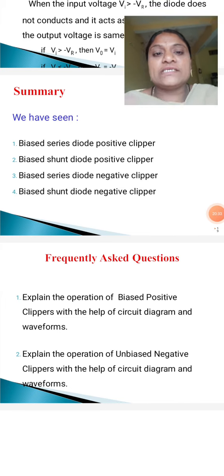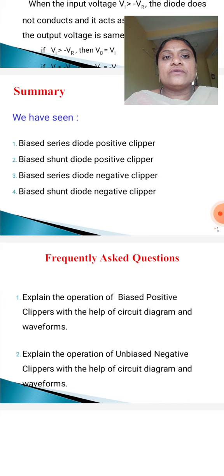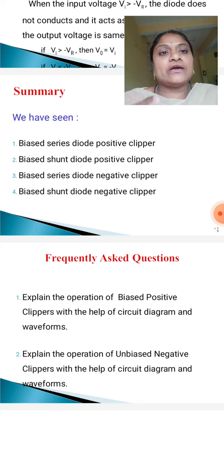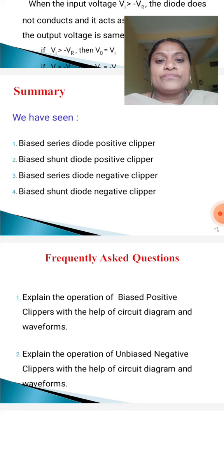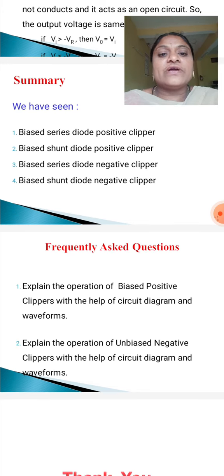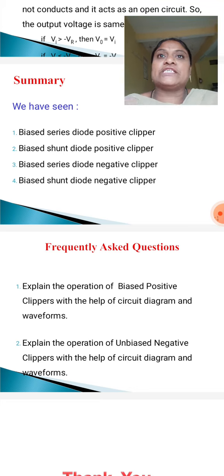The first question is, explain the operation of biased positive clippers with the help of circuit diagram and waveforms. Okay, so in this topic, different types of questions may also be asked. First question: draw the circuit and input and output waveforms of biased positive clippers. You can write, in this question, both series diode and shunt diode, whether or not it is mentioned.